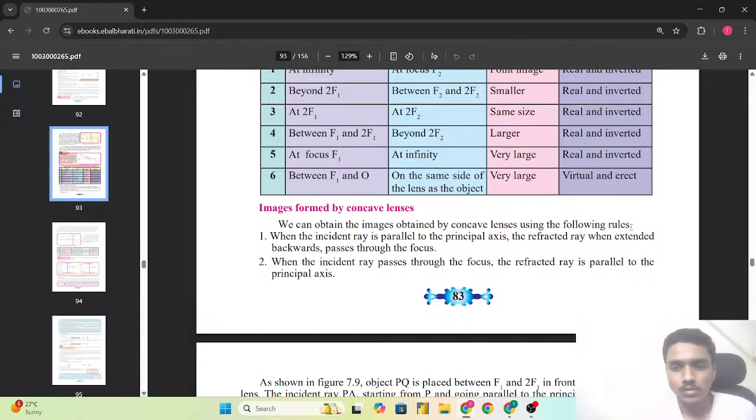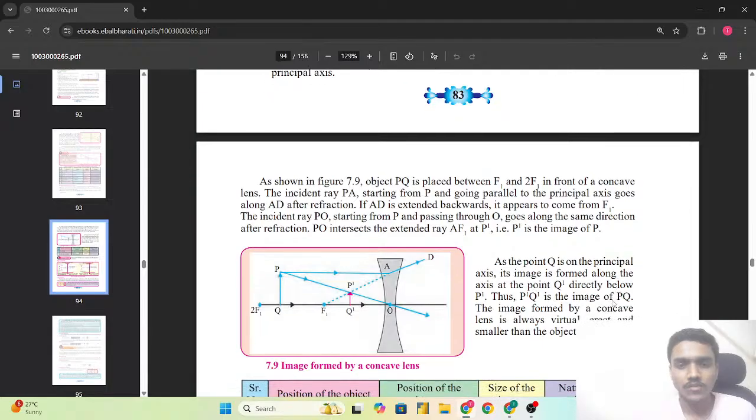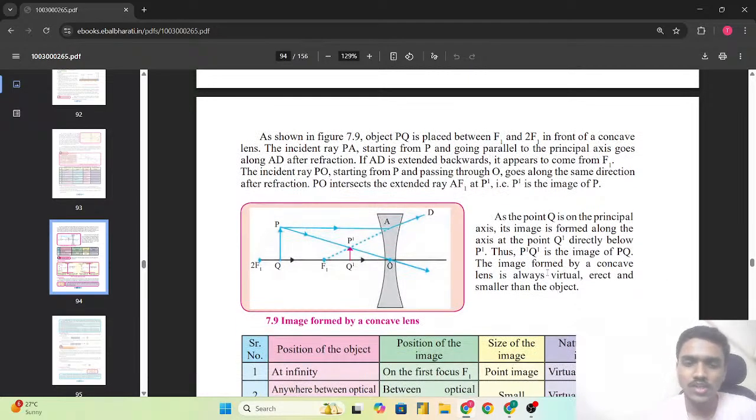So, next we are studying, as shown in figure 7.9, object PQ is placed between F1 and 2F1 in front of the concave lens. Incident ray PA starting from the point P and going parallel to the principal axis goes along AD after the refraction. If AD is extended backwards, it appears to come from F1. Incident ray PO starting from P and passing through O goes along the same direction after refraction. PO intersects the extended ray AF1 at P1, that is P1 is the image of P.